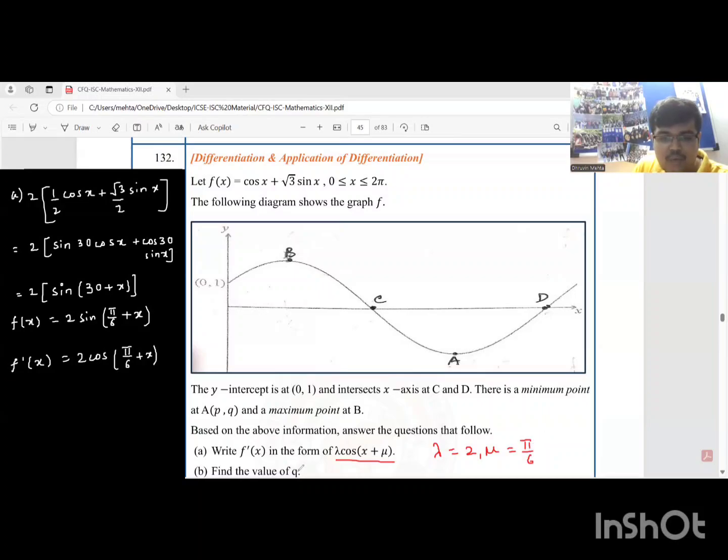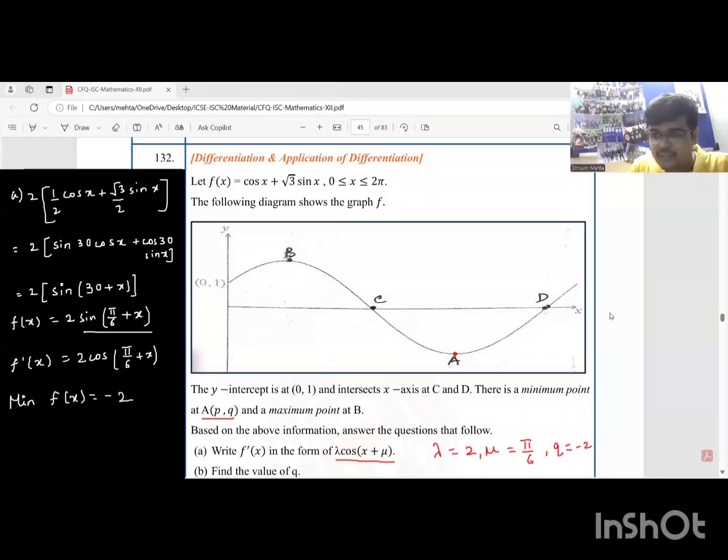So we have to now find the value of q. Now students, here q is the y coordinate of A, which means you have to find the minimum value of f. If you're thinking about the maxima minima procedure, you can go ahead with that, but it will take a lot of time. What we can do is use the basic concept of sine and cos. Do you know that for sine of any angle, the minimum value is minus 1? And therefore, the minimum of f of x is minus 2, because it's 2 into minus 1. And therefore, q in this question is going to be minus 2.